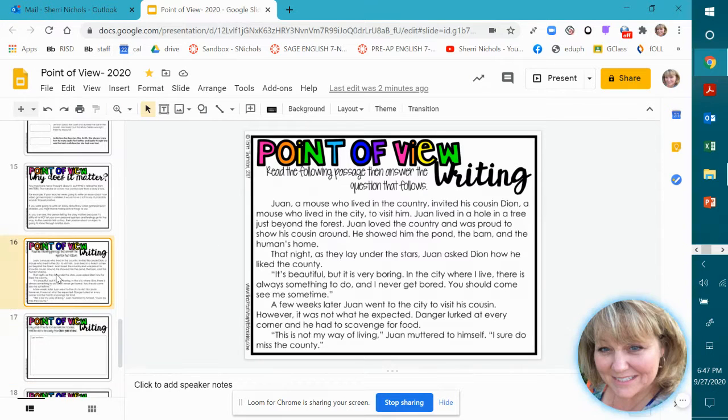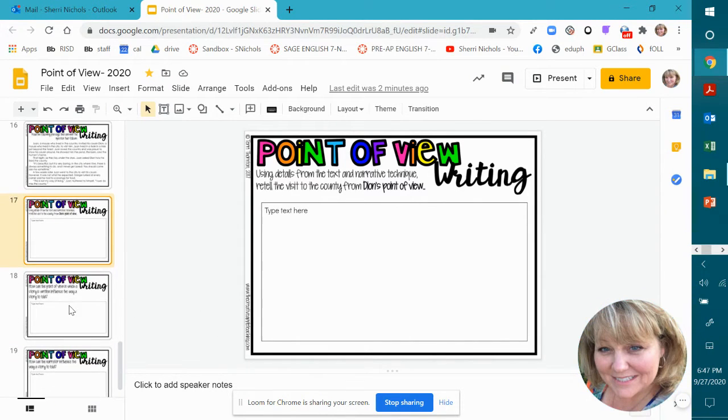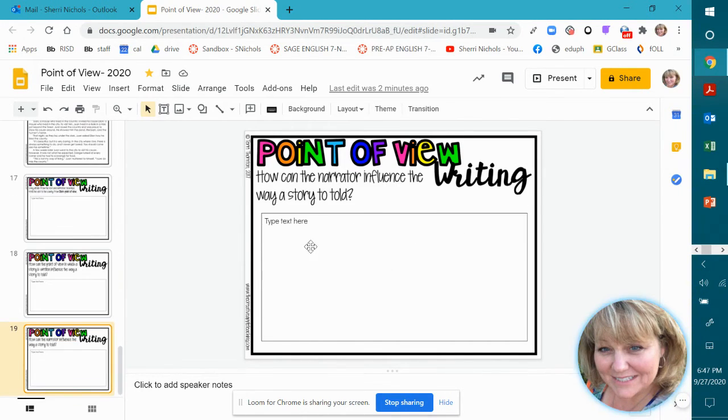So it's told from Juan's point of view, I believe, and you're going to tell it from Dion's point of view and change up the story a little bit. How can the point of view in which a story is written influence the way a story is told? Type that here. And then how can the narrator influence the way a story is told? Type that here. And once you're finished, you will turn this in. Thank you.